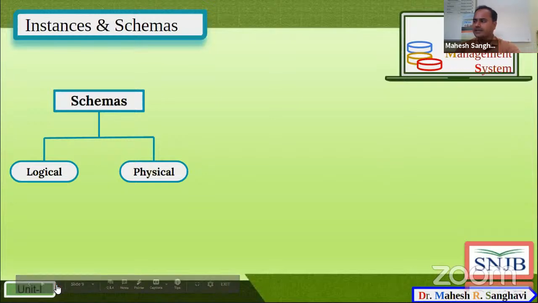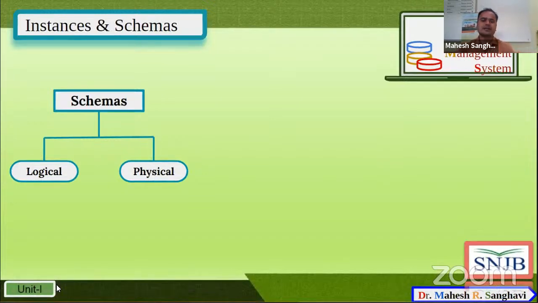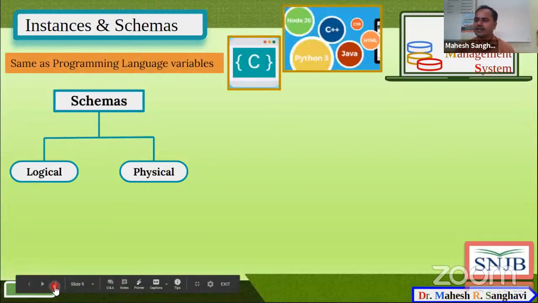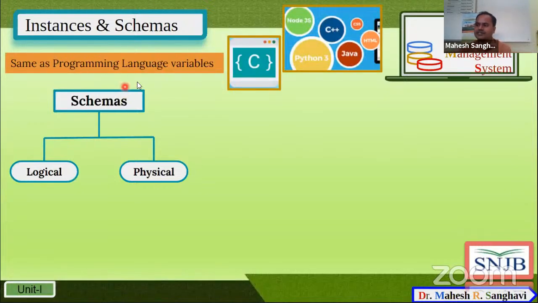Here, there are basically 2 types of schemas, logical schema and physical schema. Schema means the overall design of your database. It is the same as your programming variables, where we declare certain variables. In case of C, in case of Python, in any language, we normally declare some variables at that particular moment of time.